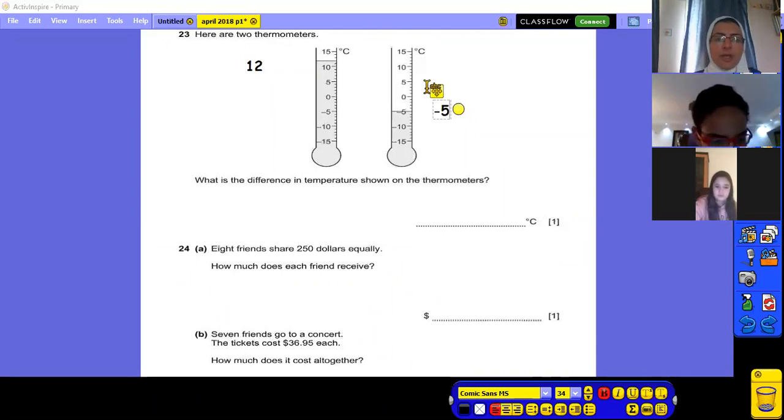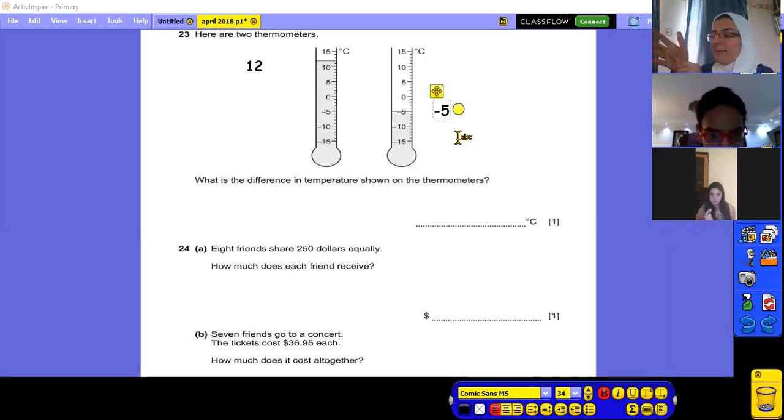And the difference in temperature, as I told you, this is 12 and this is negative 5. And the difference is 17. Akram, are you still here? Thank you, Akram, for writing 17. There is an important common mistake that happens. If you give me the answer negative 17, your answer will be wrong. Because the question doesn't want you to tell me negative 17. No, the question is, what's the difference?